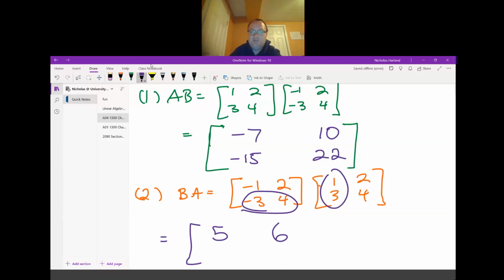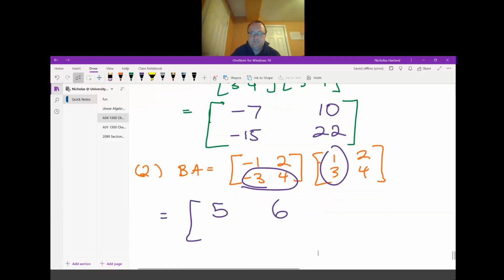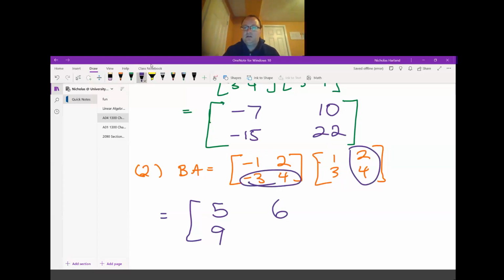Second row, first column. Negative 3 times 1 is negative 3. Plus 12 is 9. Careful there. Negative 3 times 1 is negative 3. Careful not to add them. And second row, second column is 10. So there we go. And we've managed to multiply them.